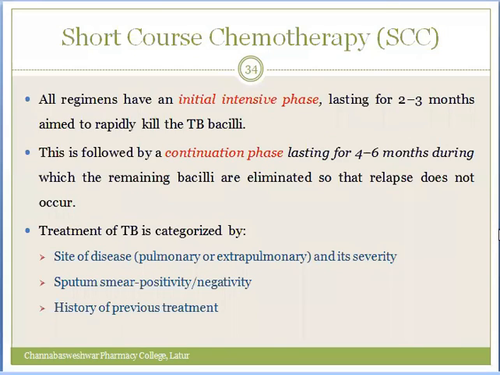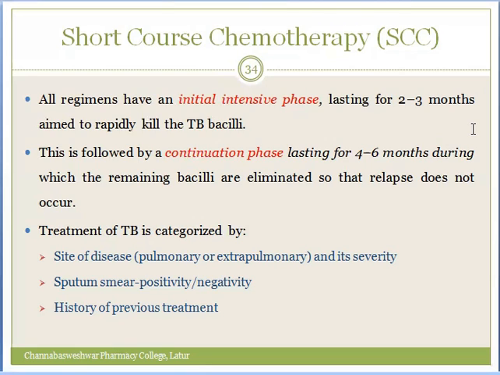In short course chemotherapy, it consists of two phases, that is the initial intensive phase and the continuation phase. All regimens have an initial intensive phase lasting 2 to 3 months, and the aim of the initial intensive phase is to rapidly kill the tuberculosis bacilli. This initial intensive phase is followed by a continuation phase lasting 4 to 6 months, during which the remaining bacilli are eliminated so that relapse does not occur.